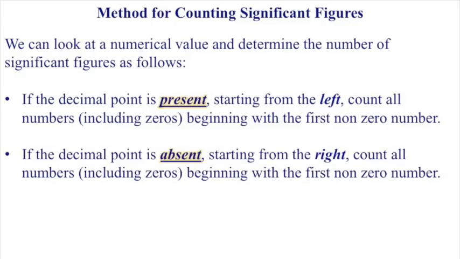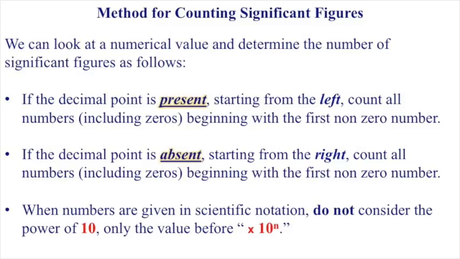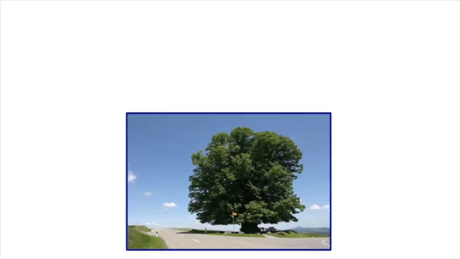If the decimal point is absent, in other words, you don't see a point written there, starting from the right, count all numbers, including zeros, beginning with the first non-zero number. When numbers are given in scientific notation, don't consider the power of 10, only the value before the times 10 raised to some exponent. Let's do a couple of problems using the 500-year-old tree that I discussed earlier.